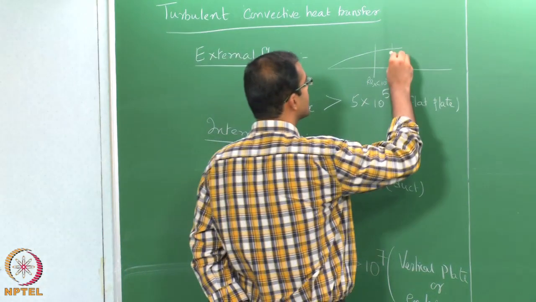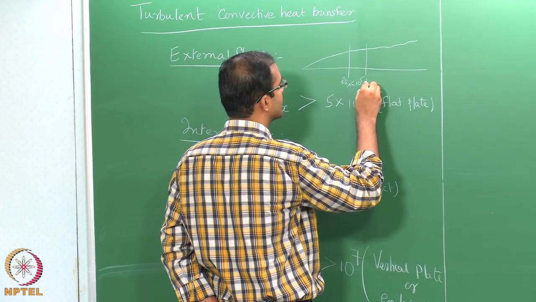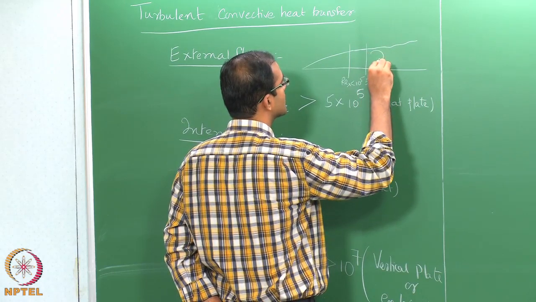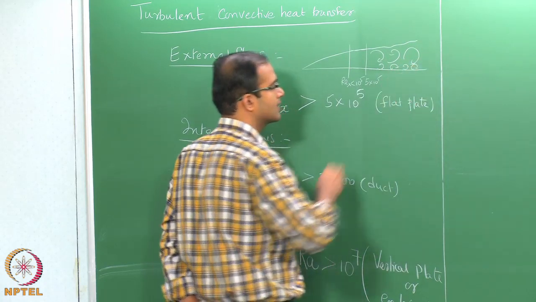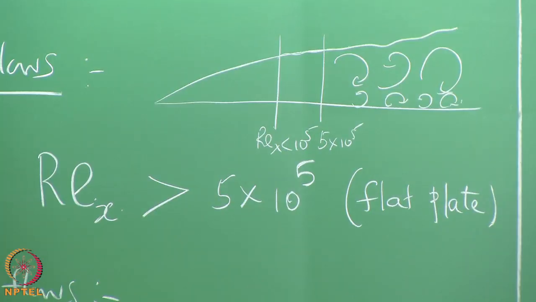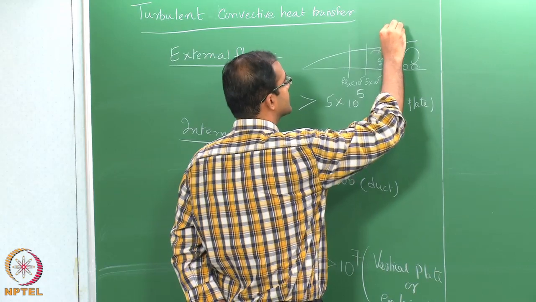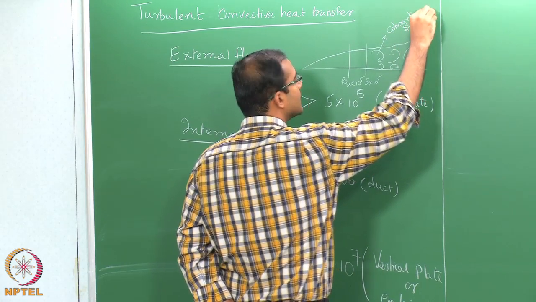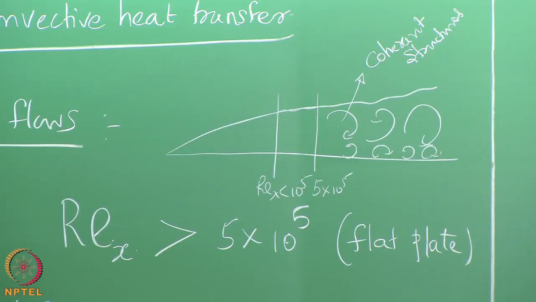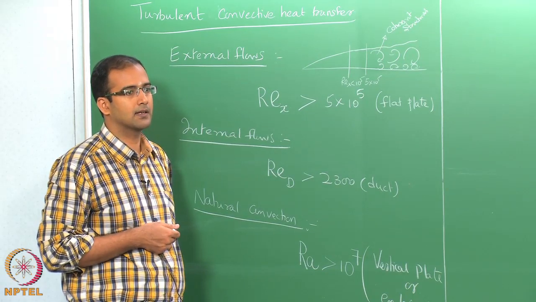Once these instabilities start, in the turbulent region where Reynolds number is greater than 5 into 10 power 5, you will see motions which are definitely not streamlined. Not only that, you will see several structures, several large eddies, eddies of all length and time scales. Large eddies of a definite structure are called coherent structures. You can have length scales which are quite disparate, with 5 or 6 orders of magnitude difference in the length scales depending on the Reynolds number.